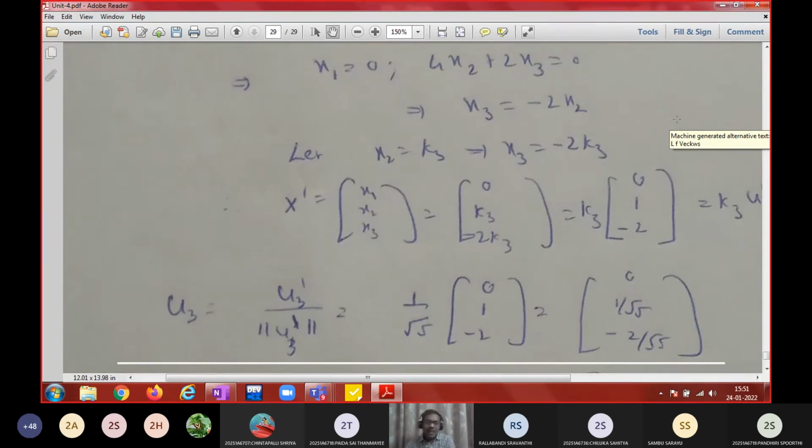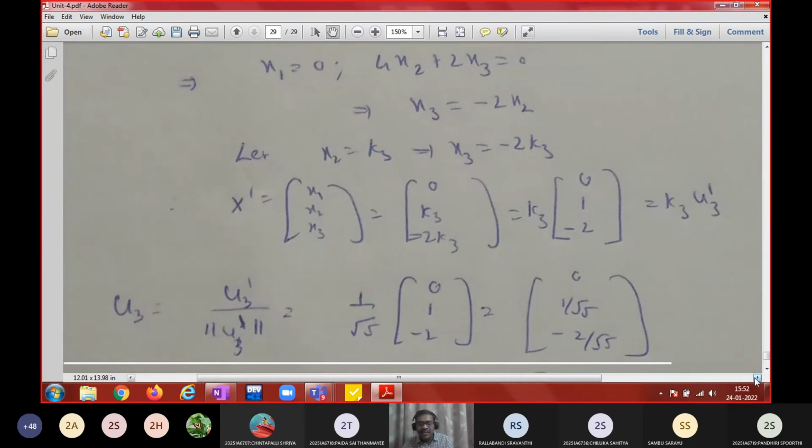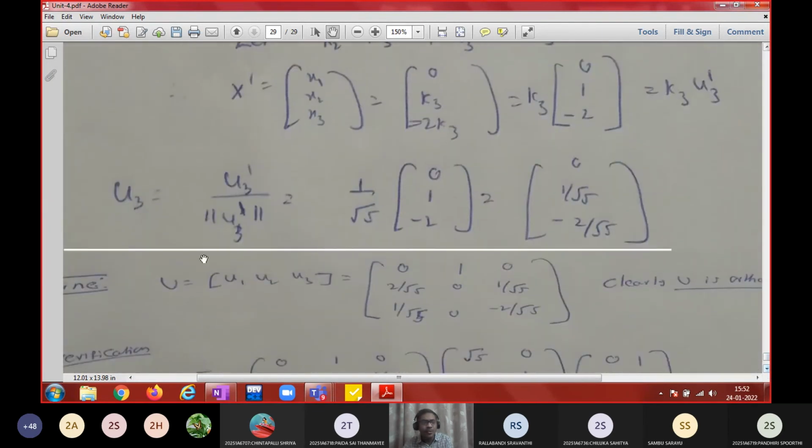So I took k3 equal to 1. You will get the simplest vector 0, 0, 1, minus 2. So this is U3, but this is not our candidate, because our candidate should have norm 1. So you normalize this. This will be perpendicular to U1 and U2. I'm calling this U3 dash for the time being, because the previous ones are U1 and U2.